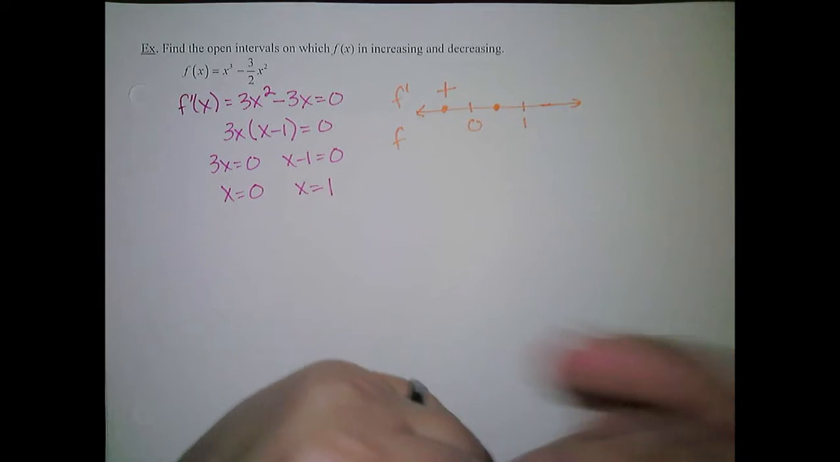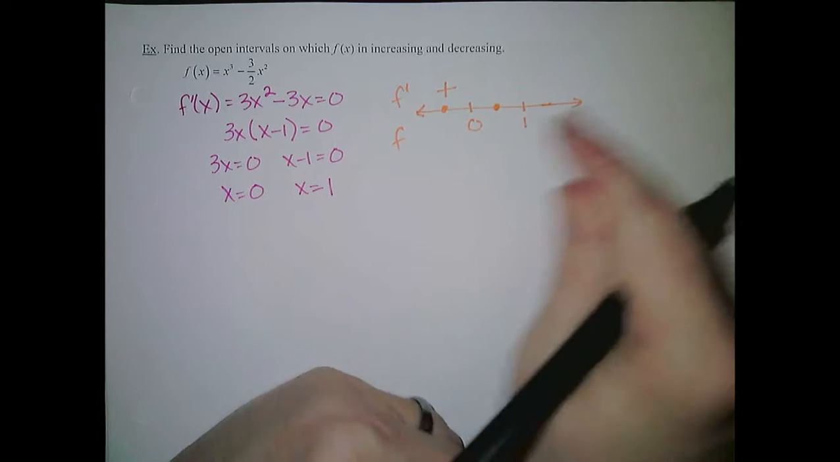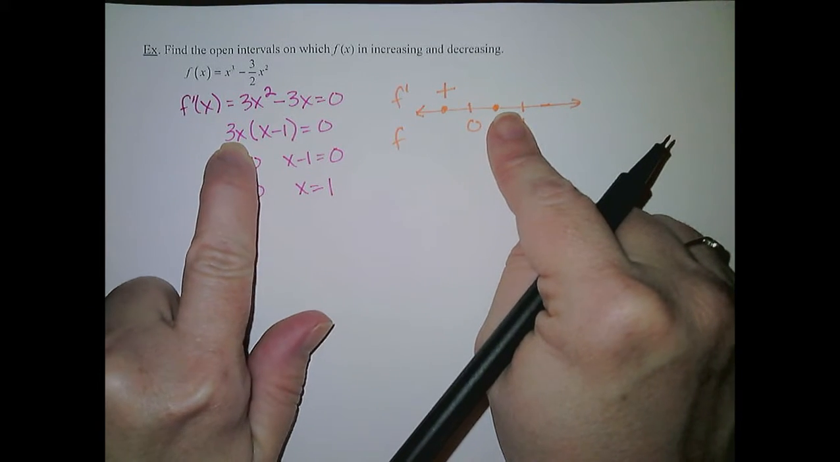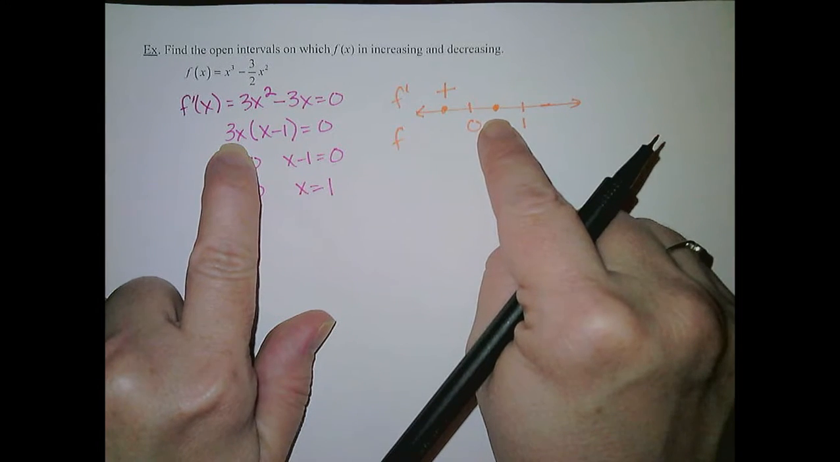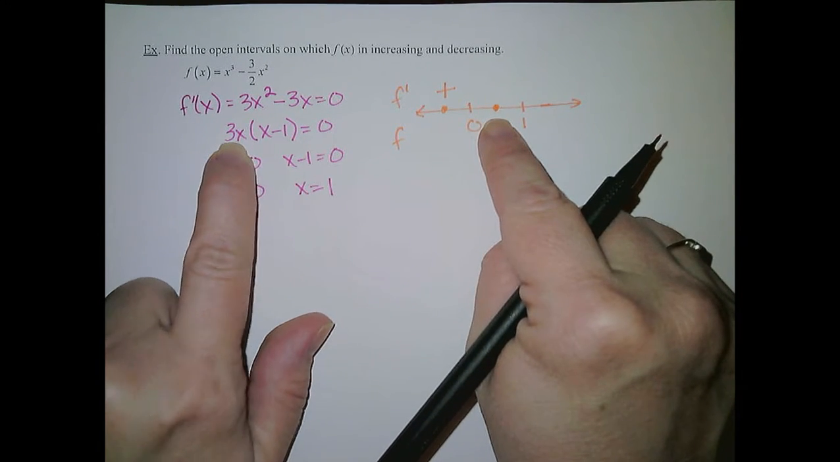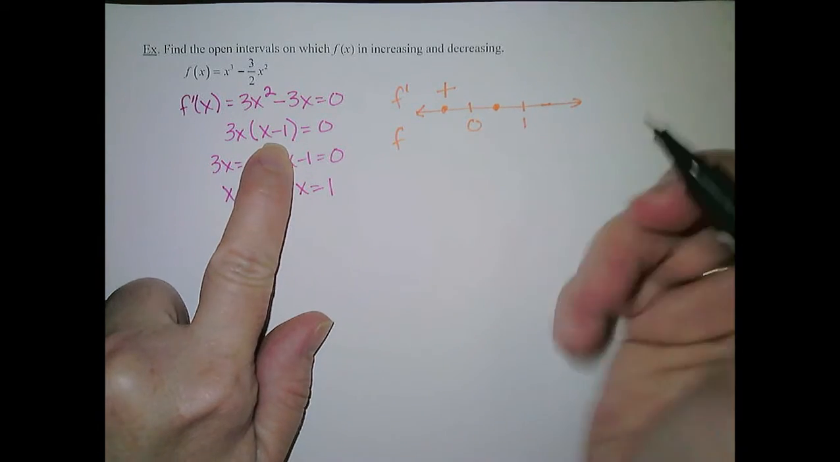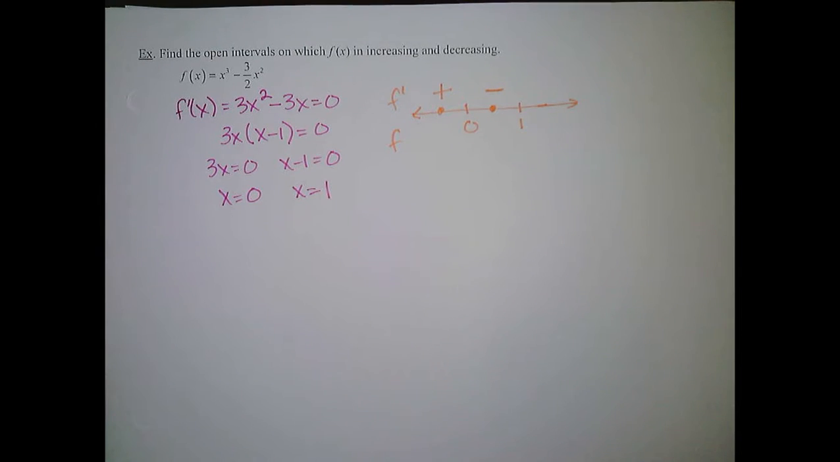If I plug in a value that is in between 0 and 1, then that's going to be a positive number. So 3 times a positive number is positive. But if the number is between 0 and 1, if I subtract 1 and it's less than 1, then I'm going to get a negative. So a positive number times a negative number would give me a negative derivative.